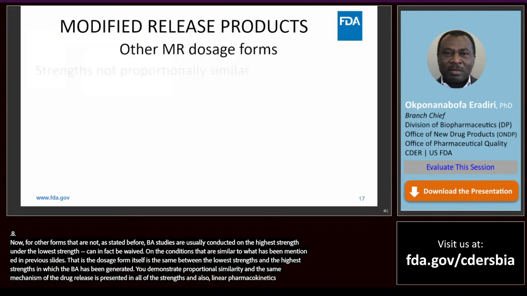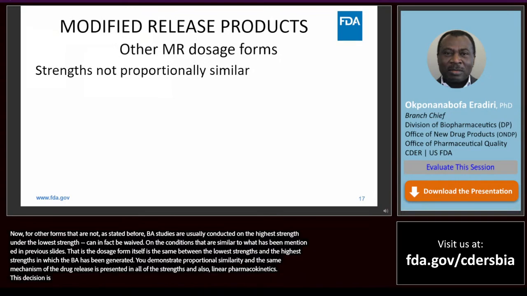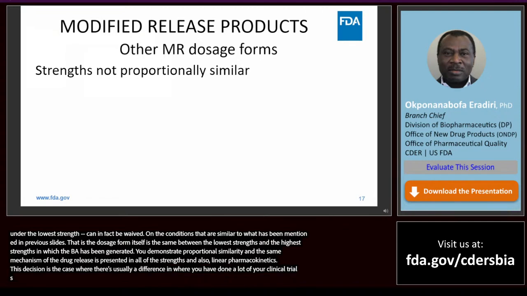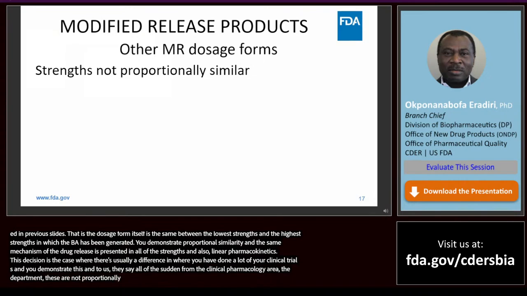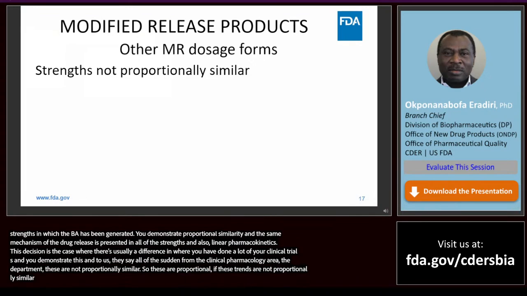As is usually the case, there are usually differences, or you may come across an issue where you've done all of your clinical trials and you've demonstrated safety and efficacy, and towards the latter end of your R&D cycle, you find that all of a sudden from the clinical pharmacology department, that in fact the strengths are not proportionally similar. So if the strengths are not proportionally similar, then what do you do?